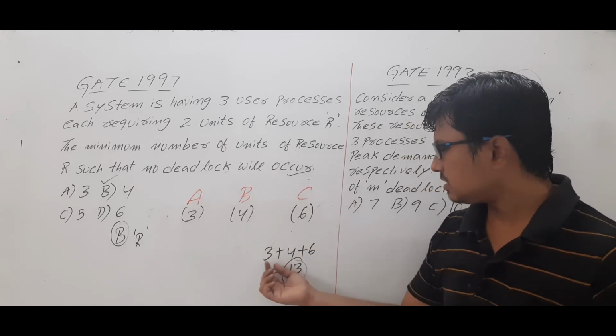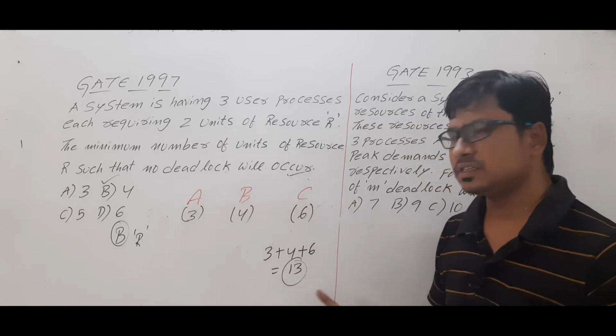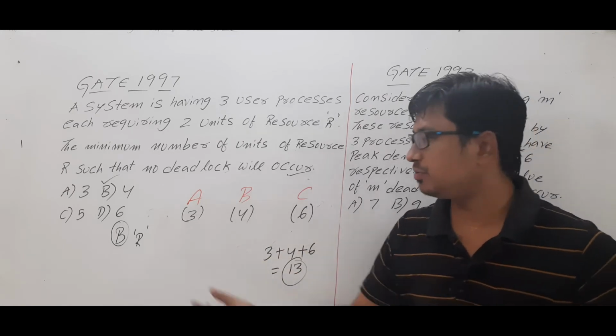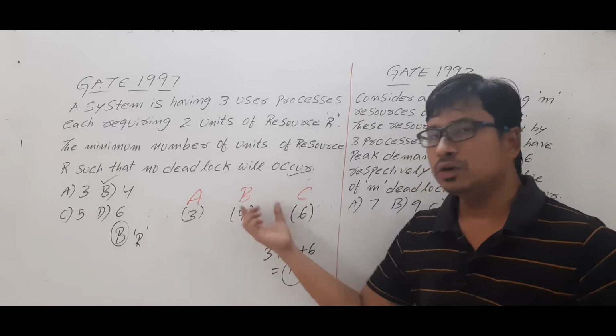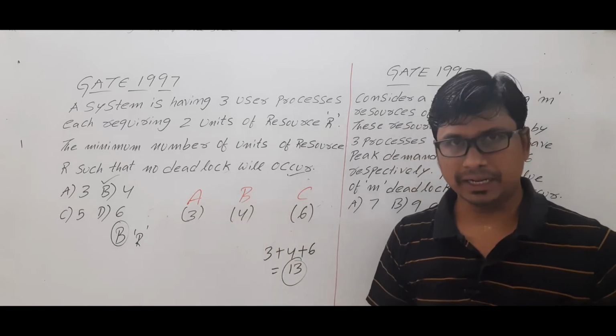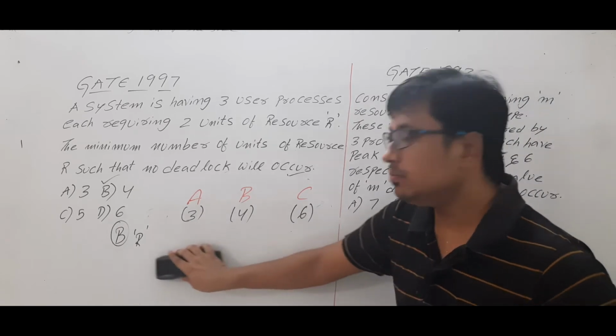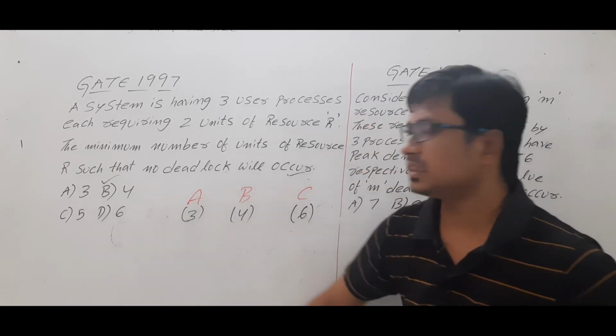Then I will complete the task. 3 plus 4 is 7, 7 plus 6 is 13. The problem will be solved. But this is what maximum number of units of the resource are to avoid the deadlock. Am I right? Now we will see what is the minimum. Is it clear? Now remember one thing.